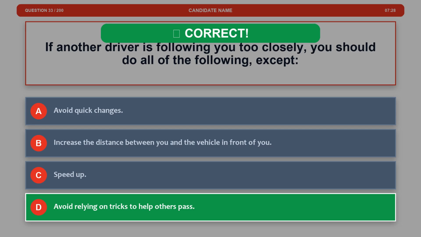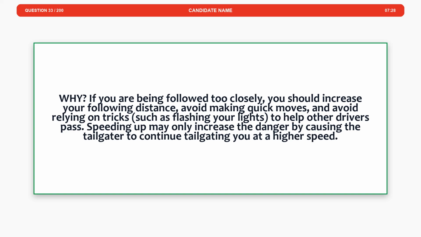The correct answer is option D. Avoid relying on tricks to help others pass. Explanation. If you are being followed too closely, you should increase your following distance, avoid making quick moves, and avoid relying on tricks such as flashing your lights to help other drivers pass. Speeding up may only increase the danger by causing the tailgater to continue tailgating you at a higher speed.